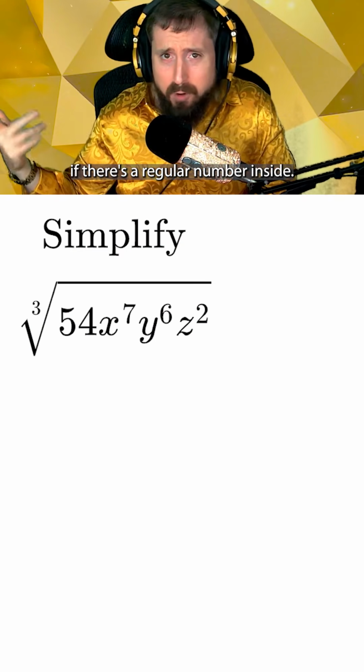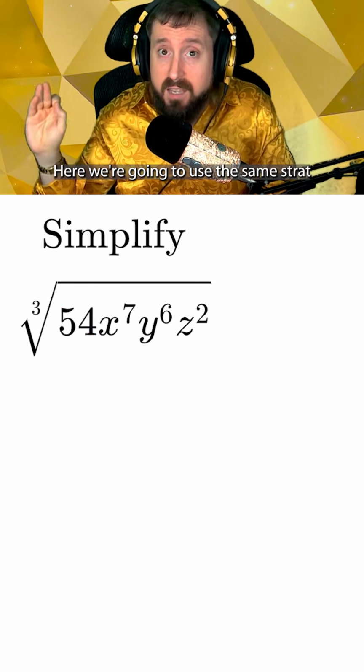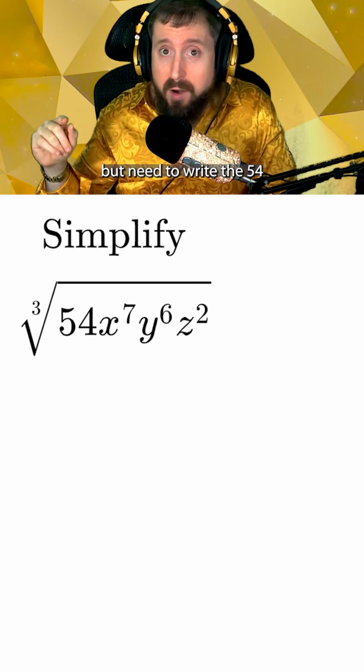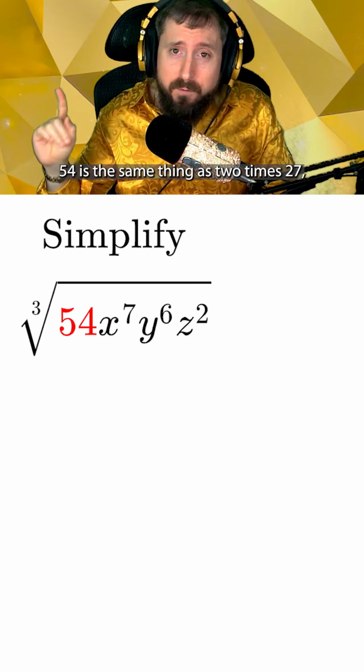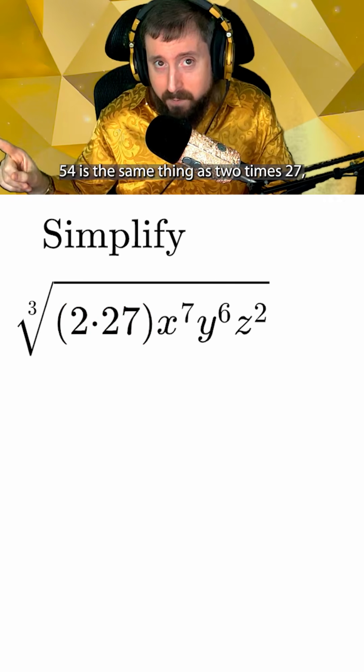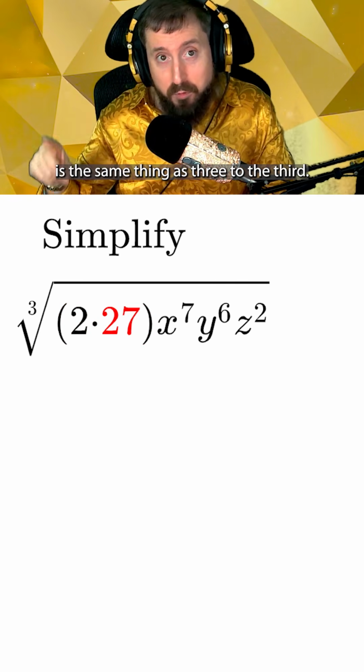But what happens if there's a regular number inside, such as this example? Here we're going to use the same strat, but need to write the 54 as something with powers of 3. Doing some simple math, we know 54 is the same thing as 2 times 27, and 27 is the same thing as 3 to the 3rd.